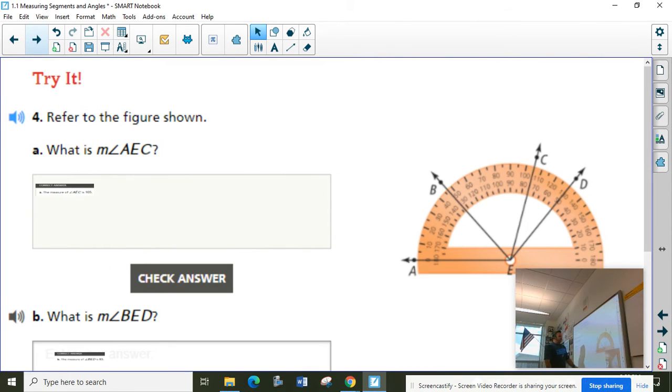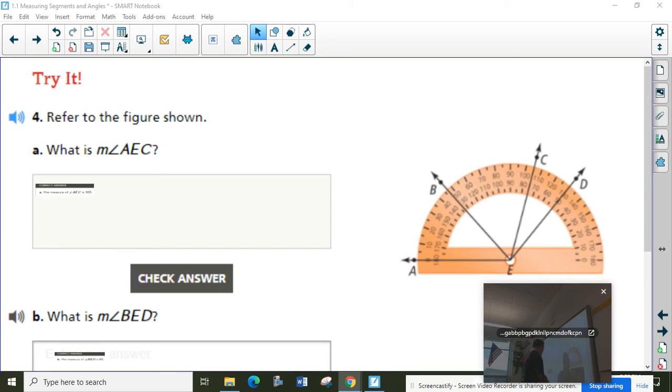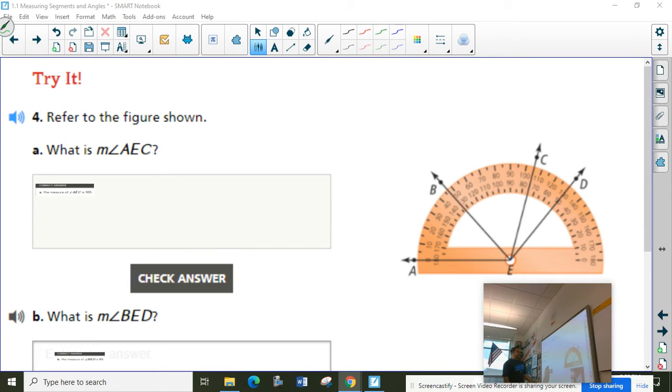All right, so this is in your book. You should be able to look at this, and they want to know what these angles are. Please pause the video and see if you can come up with them before I go over the answers, okay?